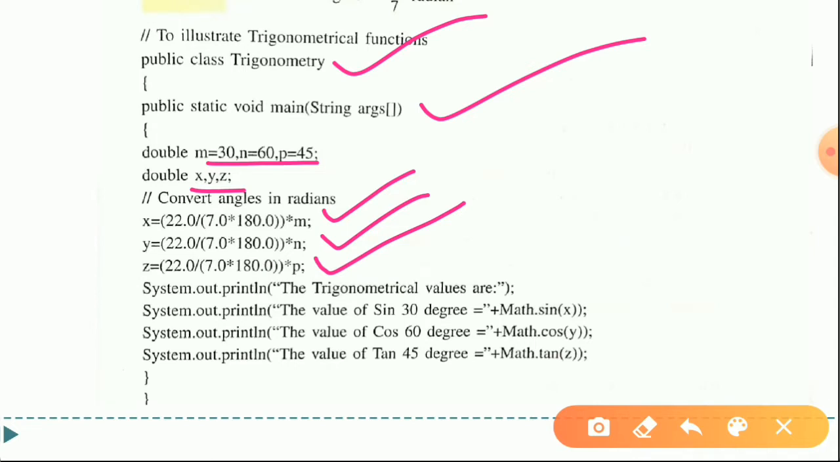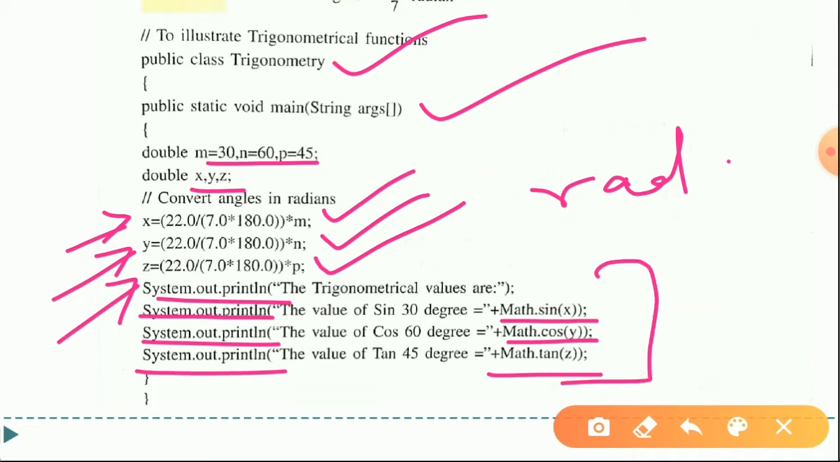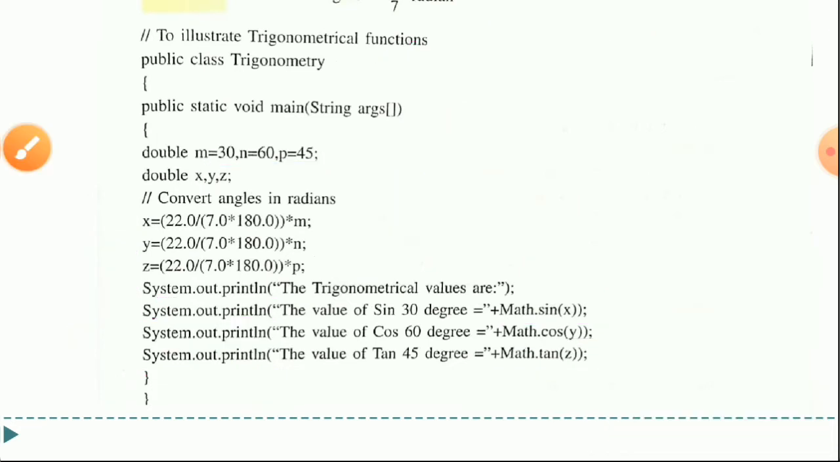Now when you have calculated the value of x, y, z in appropriate radian, then you are going to find out Math.sin(x), Math.cos(y), as well as Math.tan(z). And appropriately you are going to print it on the screen. You are not going to store it in any kind of variable, and if you want you can store it in a variable, it depends on you, but over here they are going to give you the output directly. So I hope this thing is clear.